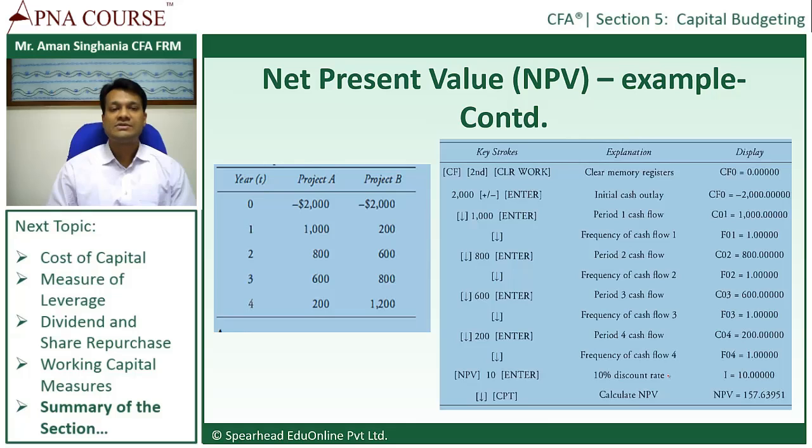What you have on the slide is the rule to use the calculator, which we've already seen some time back. So you have the cash flows of project A and B, and you have the keystrokes that you need to use for calculation.